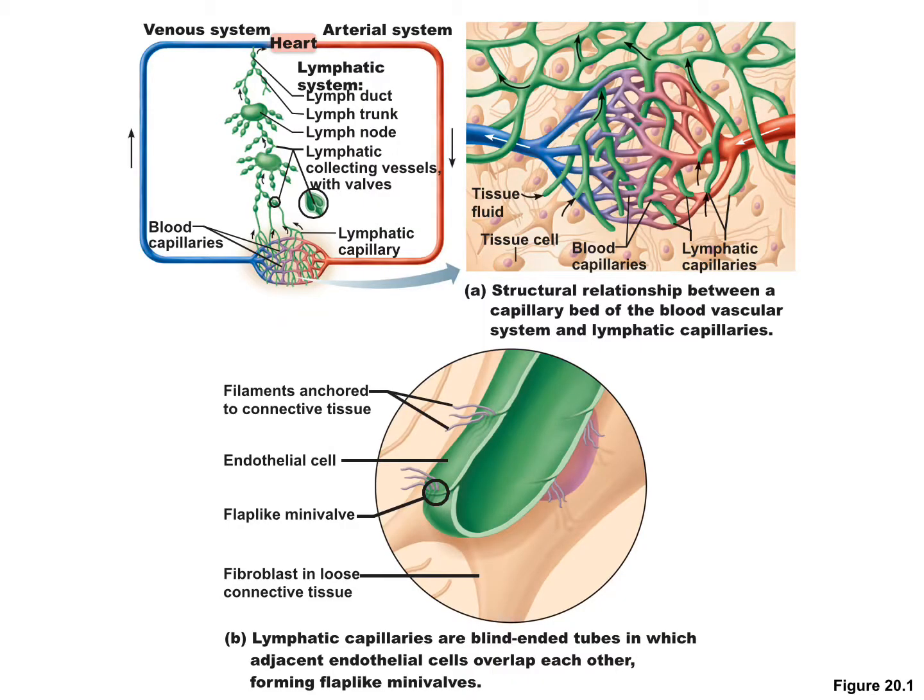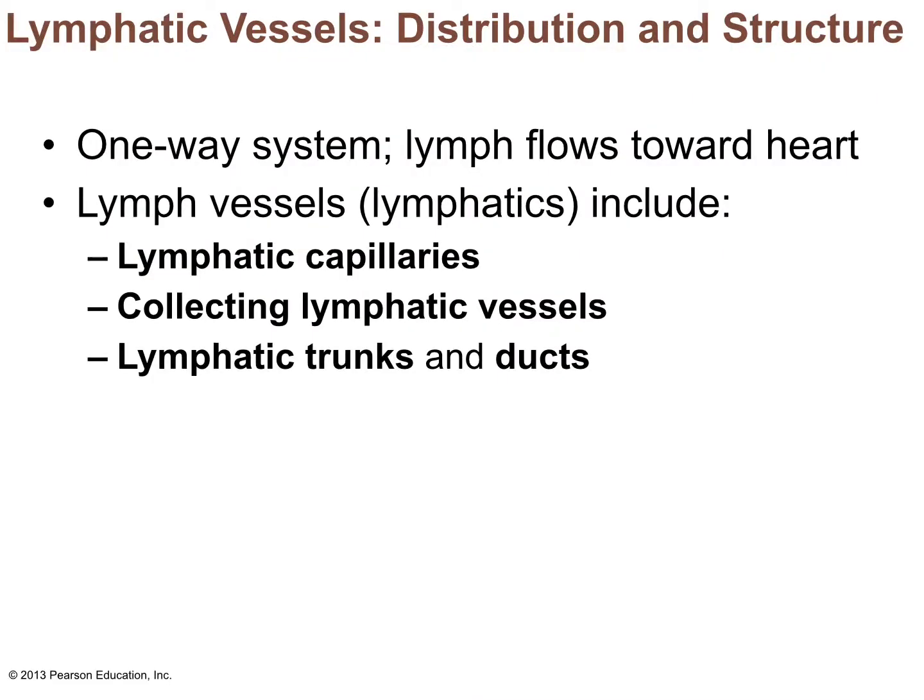So here in the upper right, you can see the green lymph capillaries, the blue and red blood capillaries. You can also see the close-up of the mini valves, which is the little entrance points of the lymphatic capillaries. And what happens is lymph goes in, and those valves prevent the lymph from leaking back out. It's important to understand that the lymph system is a one-way street. It's a one-way system, and lymph always flows towards the heart.